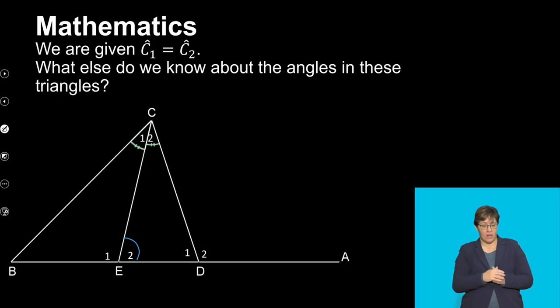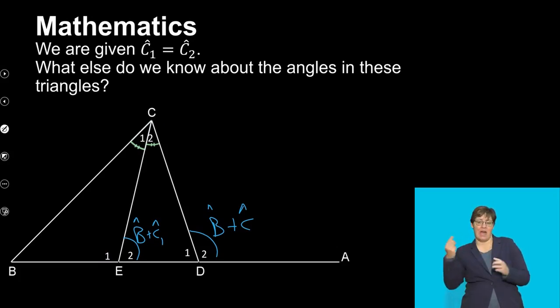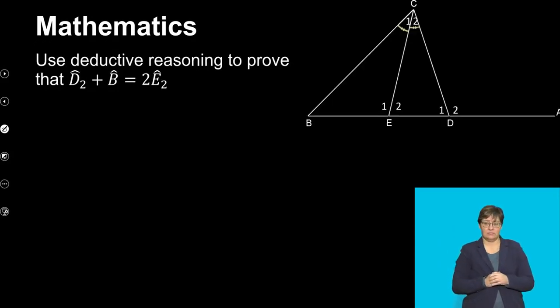So I know that this will be equal to angle B plus angle C1, right? You see, this will be an exterior angle of a triangle. And then this angle will actually be angle B plus the whole of C, so it's like 2C1. That's how you can think about the other properties of angles in this shape. So let's try and prove that D2, which is this, plus B is equal to 2E2, right?